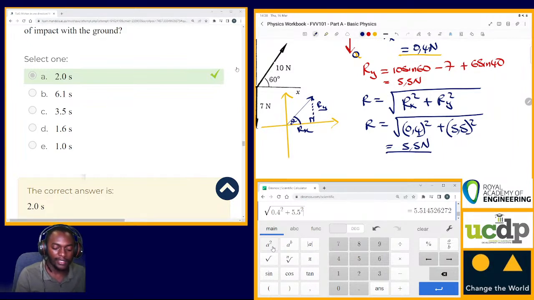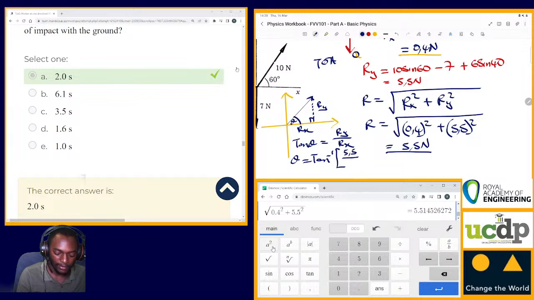So we have adjacent and opposite. So this is tan. So that becomes tan theta equals opposite over adjacent. So theta will be equal to tan inverse of r in the y, which is 5.5, over the x, which is 0.4. So we can clear that.